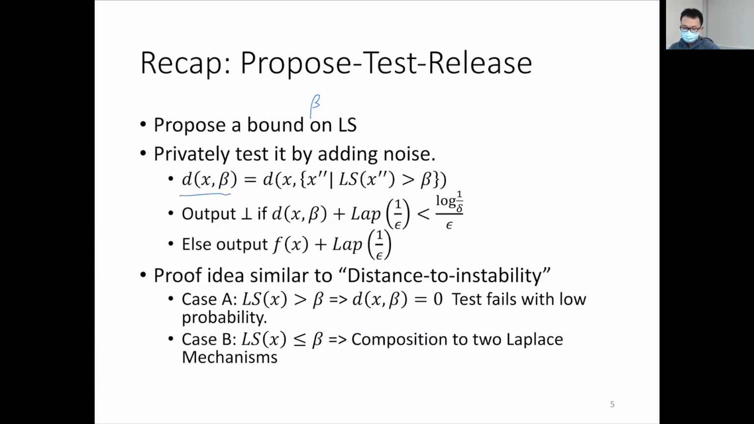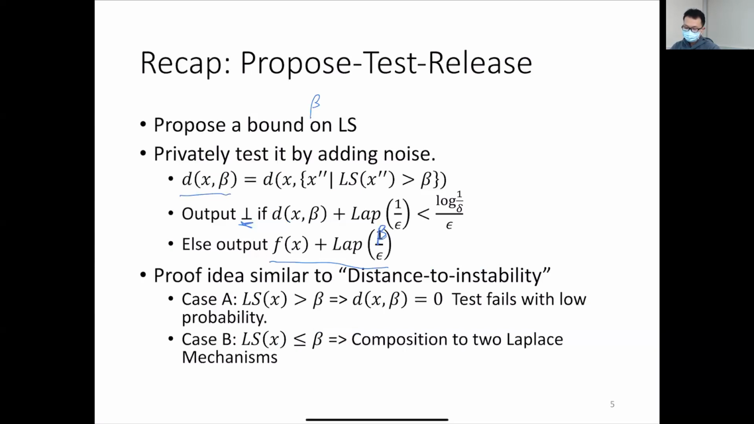If the output is perp, which says that the test fails, then we basically output nothing, we refuse to answer. Otherwise, we add noise to what we want to release with magnitude proportional to beta.